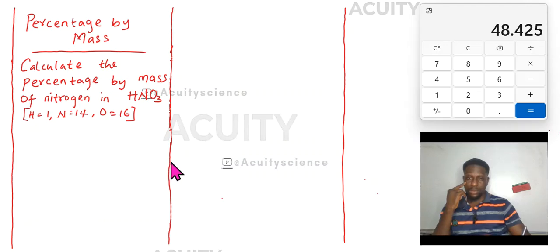Well, the concept here is very easy: percentage by mass. It's simply what you already know in mathematics as percentage. So I'm going to do a little revision. You scored 5 out of 10 in a test in class. So on your score sheet or on your script, the teacher wrote 5.